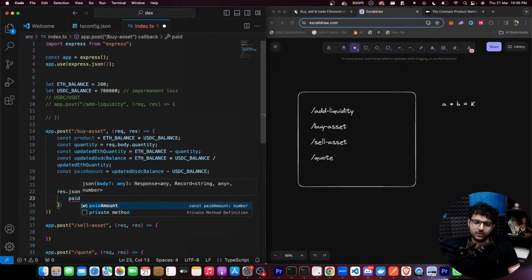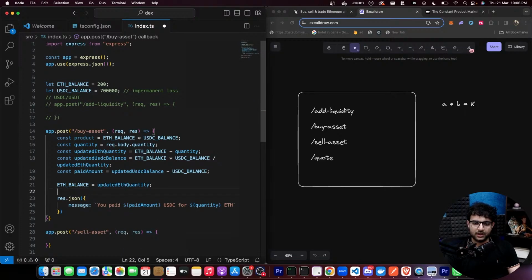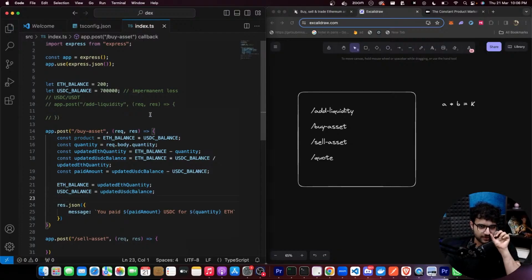res.json paid amount, or a message, you paid amount USDC for quantity ETH. All right. And you also have to update ETH balance equal to updated ETH quantity and USDC balance equal to updated USDC balance. There you go. If you did not understand this part, it's fine. It's easy to understand eventually.